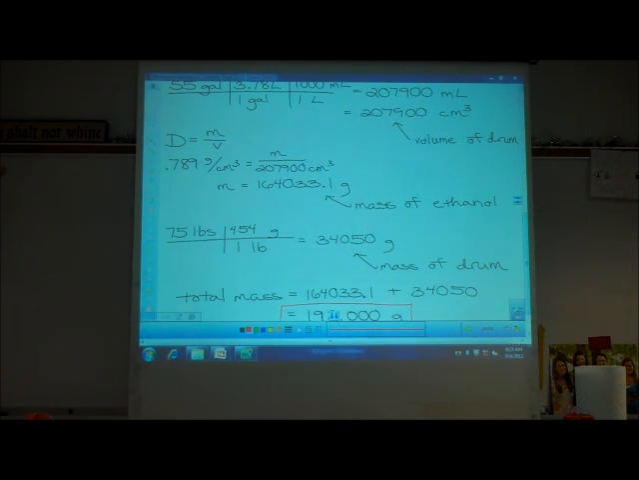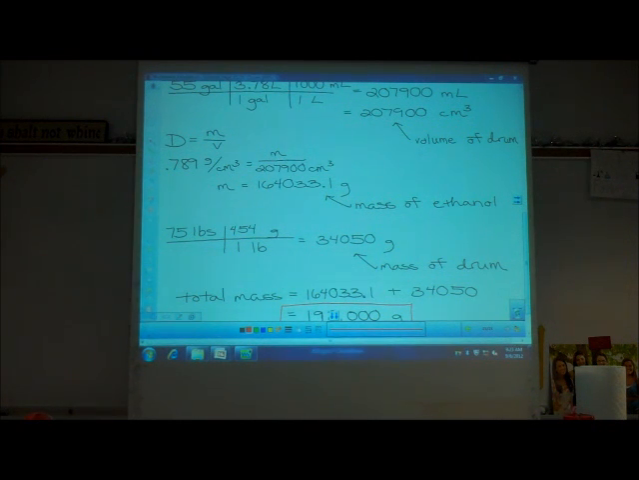Ladies and gentlemen, first thing, because I heard a number of people mention this. This is a multi-step problem. Okay, you don't want to round for sig figs until your final answer.